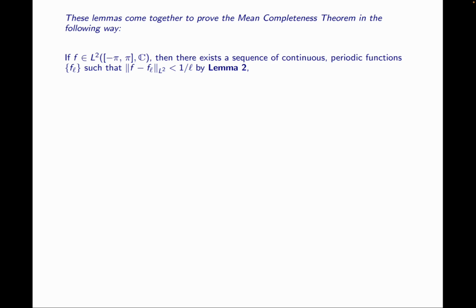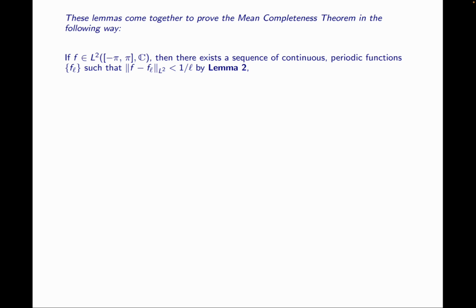Now, these lemmas come together to prove the mean completeness theorem in the following way. We have these lemmas. How do we put it all together? Well, remember, in order to say that the Fourier family of orthonormal functions is complete, we have to say that for any arbitrary f in L2, I can represent it as a Fourier series. So let's take an arbitrary function f in L2.